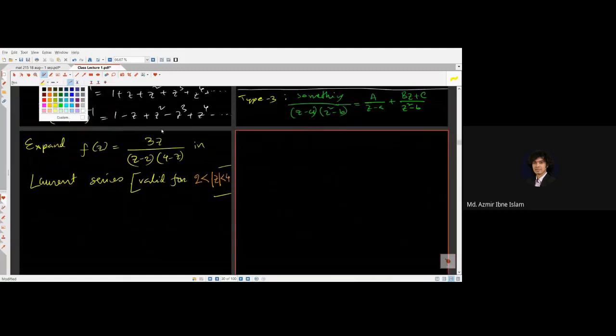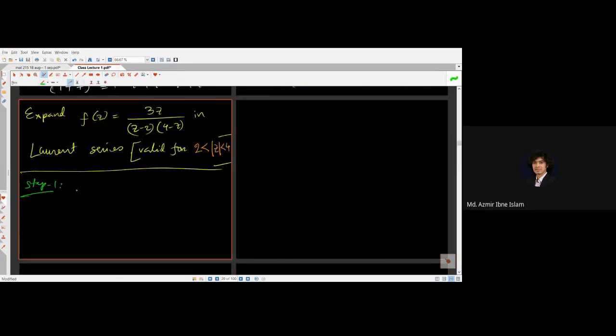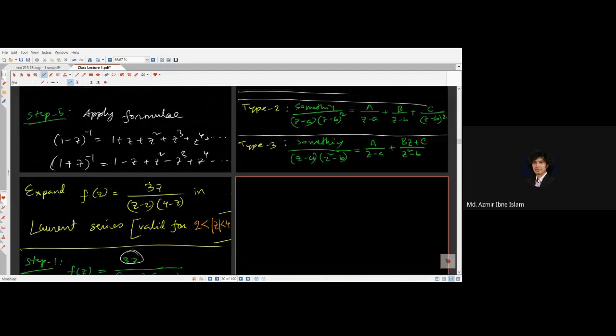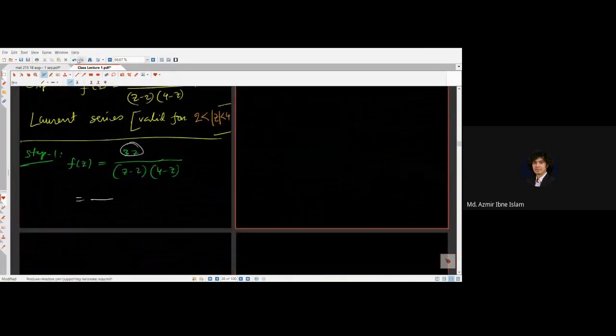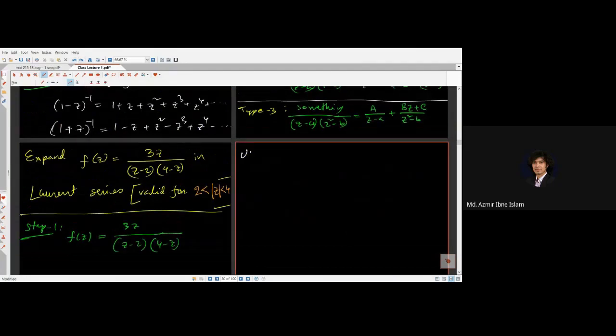Step 1 is to use partial fractions. So here we have f of z equal to 3z over (z - 2)(4 - z). Can you please tell me how we can decompose this one? What type will be applied here? Type 1. We don't need to focus on the upper part. We have simple factors in the denominator, so we can decompose this using partial fractions.